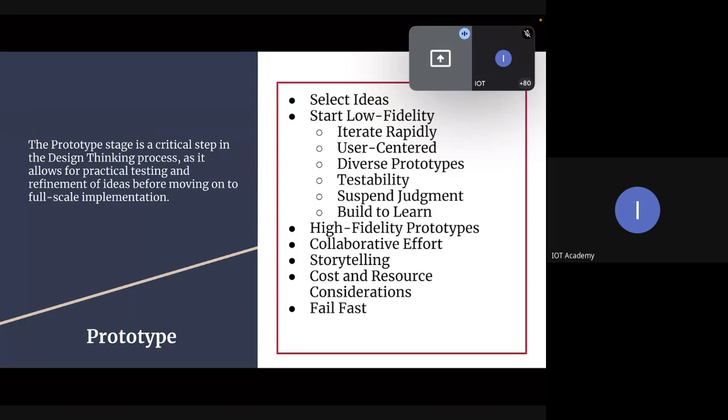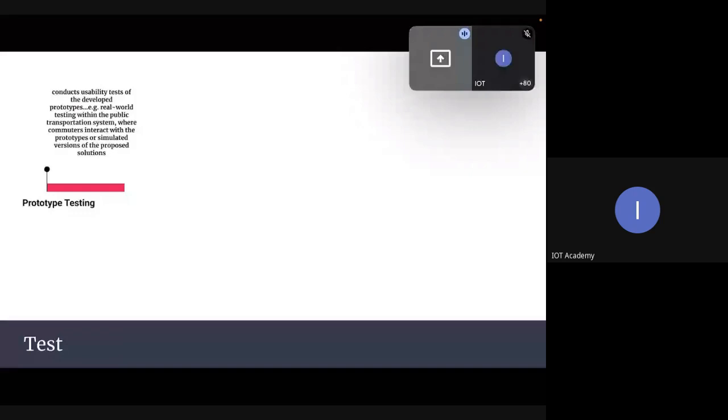Then comes the last stage, which is the testing stage. Now, in this stage, now that your prototype is ready, you conduct the usability test of the developed prototype. For example, real world testing with the public transportation system, where commuters interact with the prototype or a simulated version of the proposed solution. Like I told you, you're making an app. Now, after various feedback from the user, you have made your app, and now you are giving it for final testing.